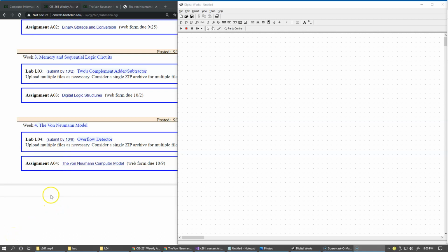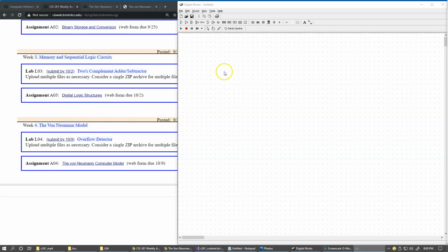In this video, we're going to talk about our next laboratory exercise, an overflow detector, which is based on the results of the already built two's complement adder subtractor in the previous laboratory exercise. Later on, we will also discuss the next homework assignment, which is a web form covering principles of the von Neumann computer model.